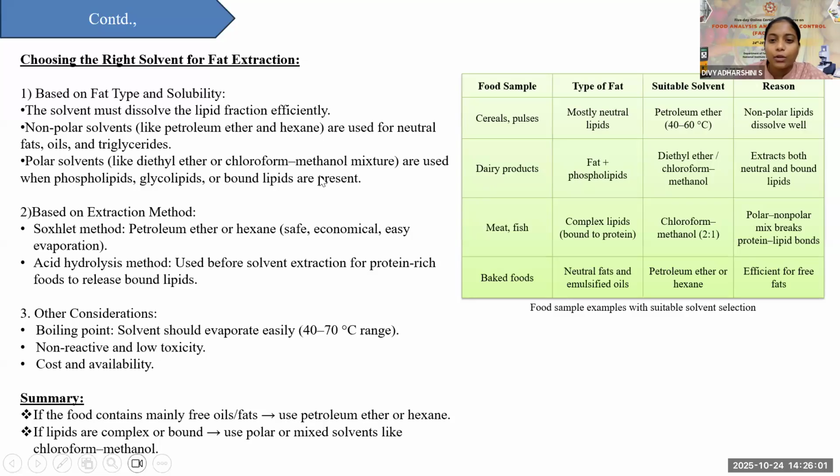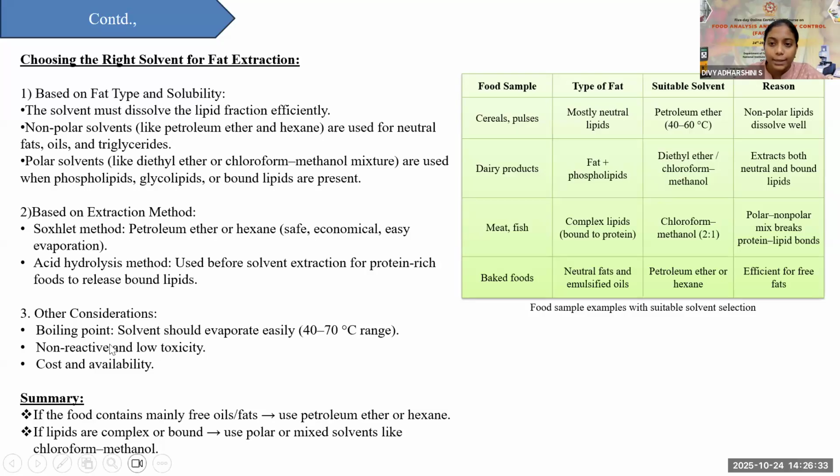Polar solvents we can use for bound fat, for example in paneer extraction. Polar solvents like diethyl ether or chloroform, which can also be used as a mixture, are used when phospholipids, glycolipids or bound lipids are present. Then based on the extraction method, there is the Soxhlet apparatus, and the acid hydrolysis method, which I have mentioned, for liquid samples. We choose based on safe and economical use and easy evaporation, which we also need to consider.